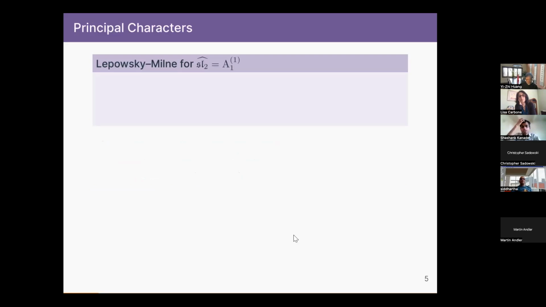Okay, so our story begins in the late 70s, where Lepowsky and Milne actually studied the principally specialized characters of some affine Lie algebras. And they found, for instance, for A1^(1), that if you look at this principally specialized character, you get this very nice periodic product. And this plus 2 you can understand as the dual Coxeter number and so on.